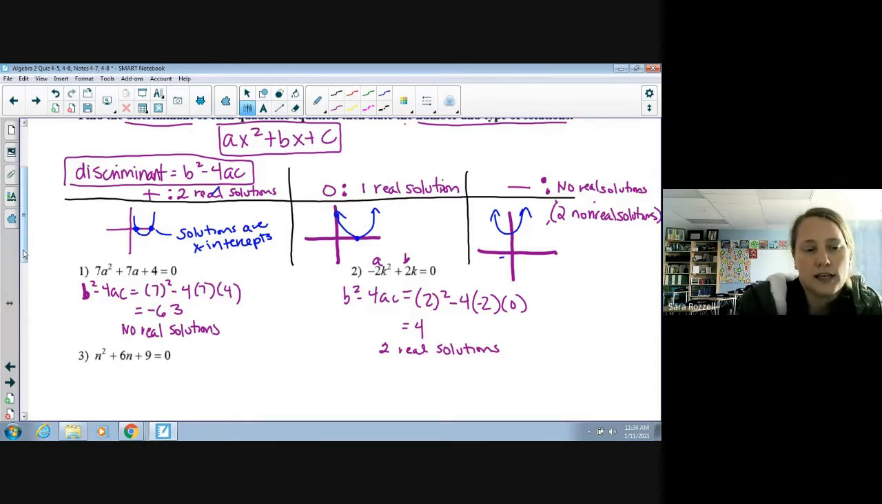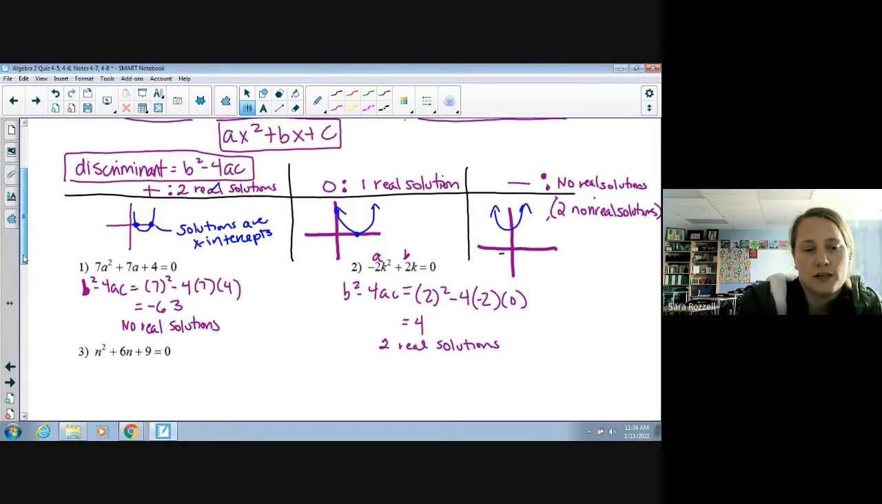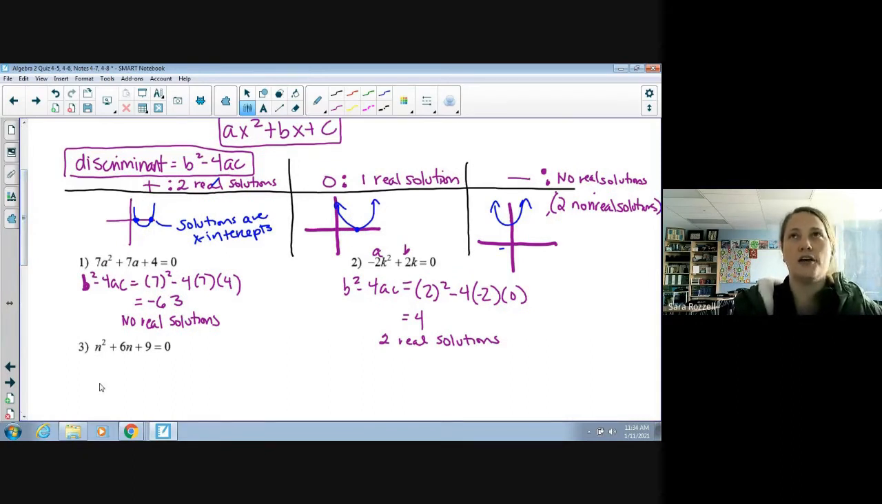All right, so let's get number 3 set up, and then y'all can do it. What is the a value on number 3? What's in front of the n squared? A 1. So I'm going to go ahead and write that. So do your b squared minus 4ac. Then write down what the discriminant is, and then tell me how many solutions there are. So do that on your paper, and then hold that up for me.